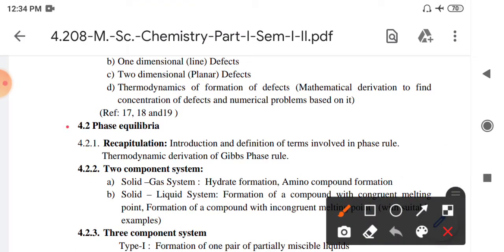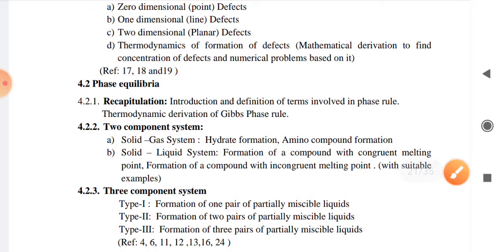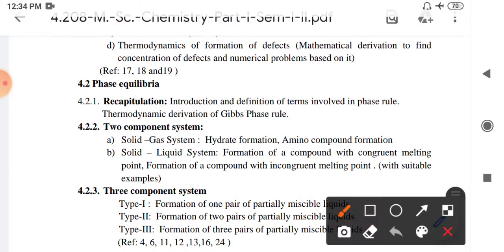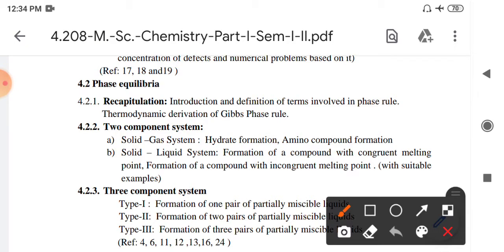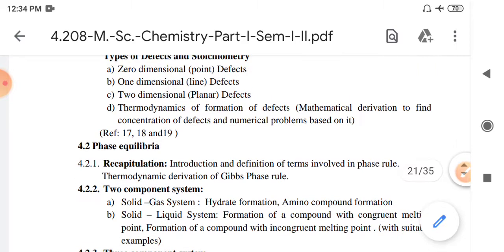And another important aspect is phase equilibria and various systems, like we have seen the water system or sulfur system in the graduation syllabus. So in this semester we'll try to gain knowledge of the two component system or the three component system. Previously we have seen the one component system, that is the water or the sulfur system.